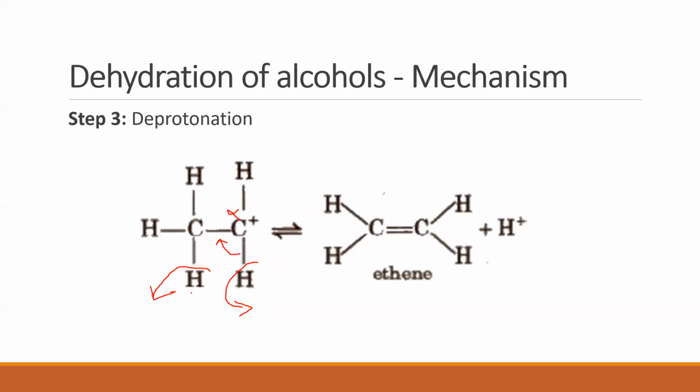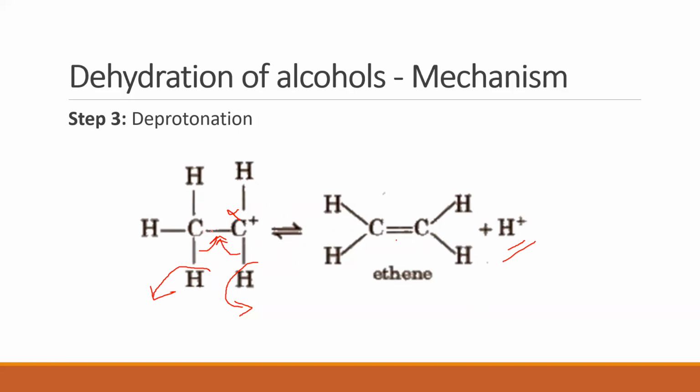So hydrogen is removed from the beta carbon as H plus. The moment it goes out as H plus, the electrons of this bond will go inside to form the double bond. Hence, we get back the ethene. Now, when this happens, both the carbons are happy with respect to the valency.